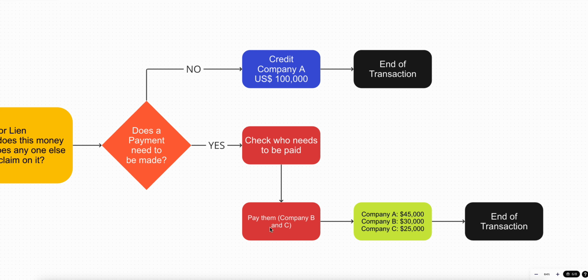Fine. So the first thing it'll do is check for lien. There's a lien for 25,000. It will credit 25,000 to company C. Then, again, it says over here, pay company B and C. Then it'll credit company B 30,000 and the remaining amount, 45,000. At the end of 45,000, it'll be the end of the transaction. And again, if a payment comes in and there's no lien on it, in this case company A gets a credit of 100,000 and end of transaction.